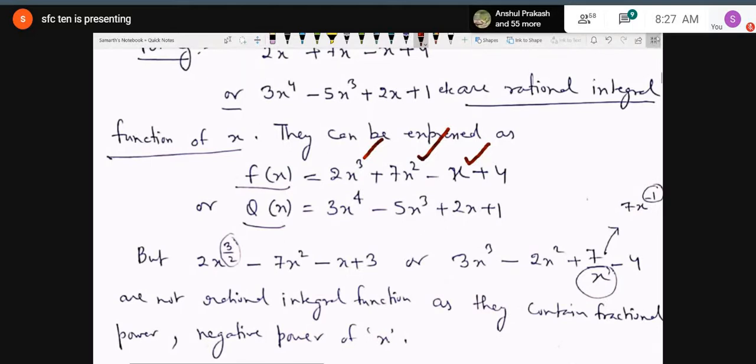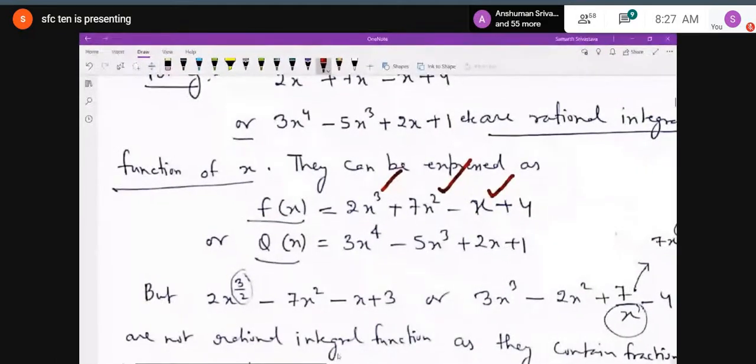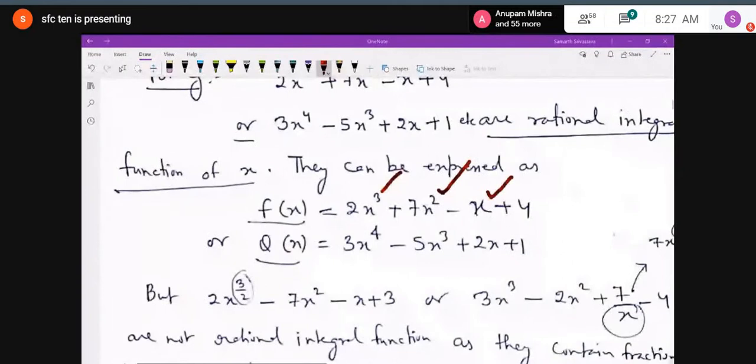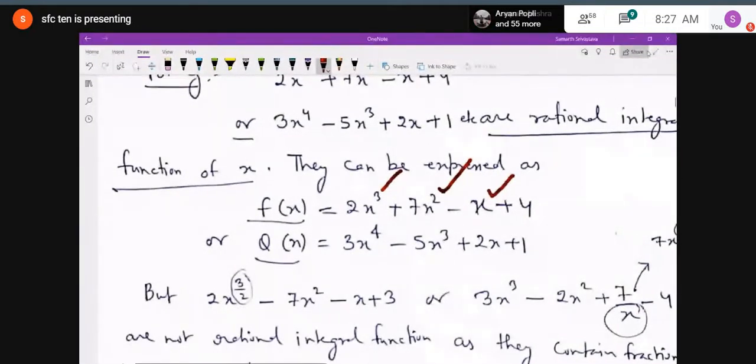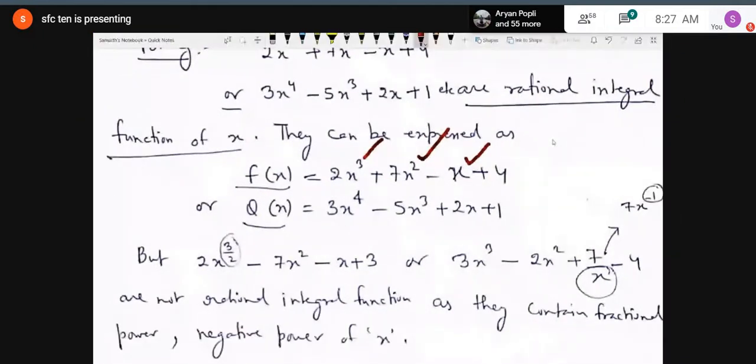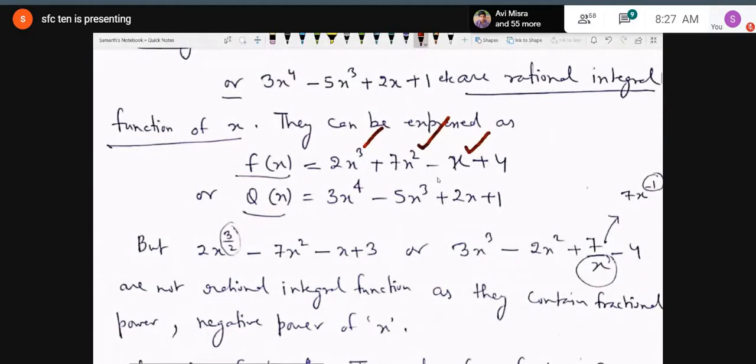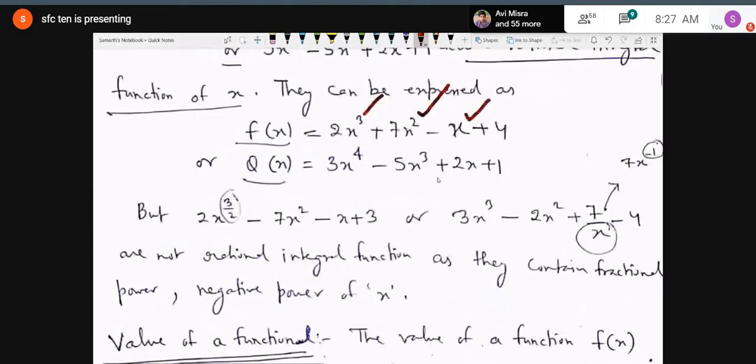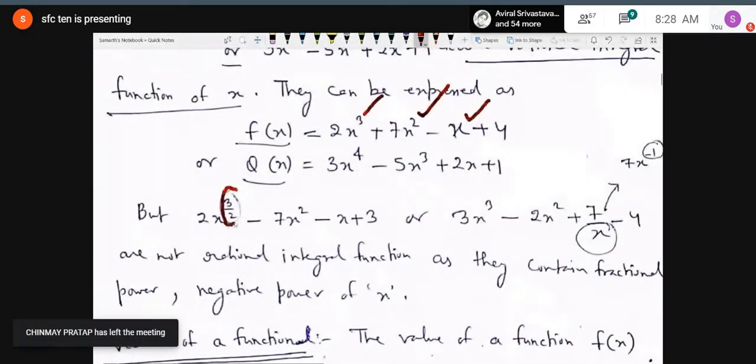Okay, so these two are functions of x. You can represent them, because they are functions of x, as f(x) and q(x). But suppose I take another example, a polynomial: 2x raised to power 3 by 2 minus 7x square minus x plus 3. So what is the power of x over here? In the form of fraction.